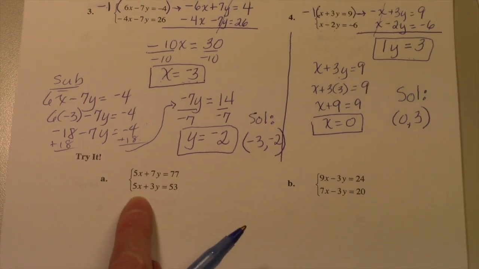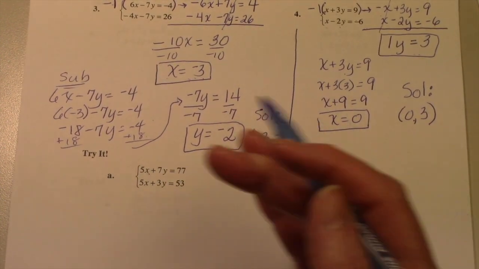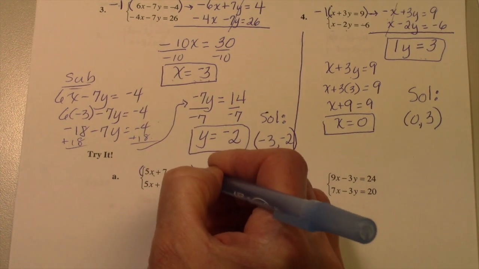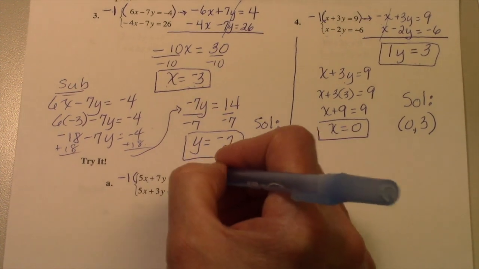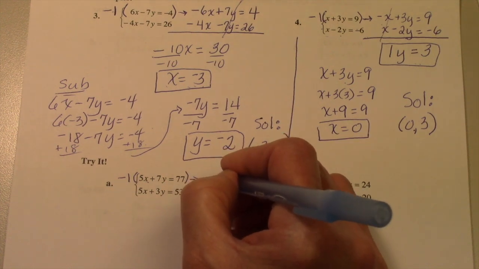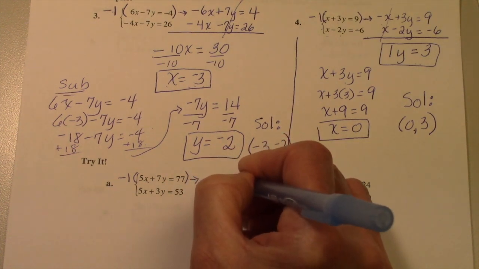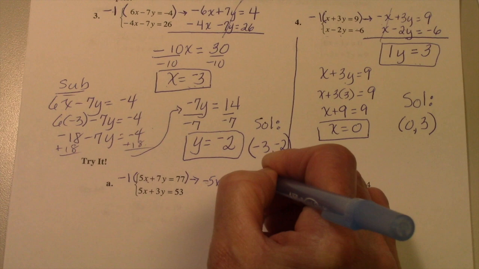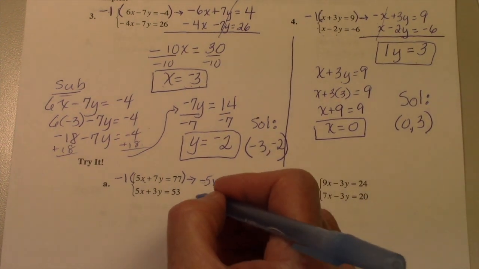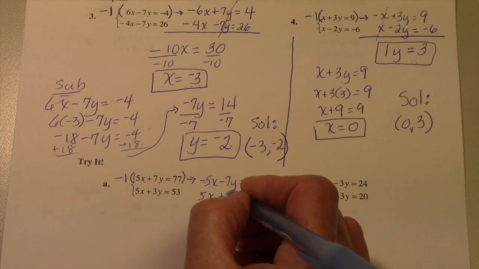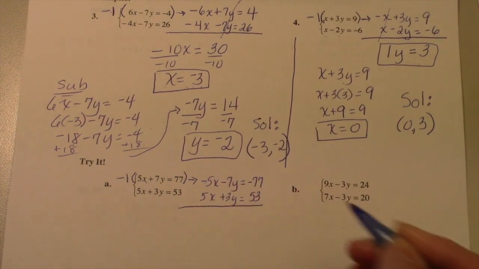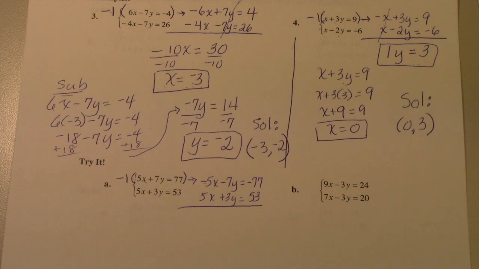I want to get rid of the x's because it's 5 and 5. One of these has got to get changed. So I'm going to multiply the top by negative 1. So this whole top becomes negative 5x minus 7y equals negative 77. Bottom is 5x plus 3y equals 53. You with me? We good?